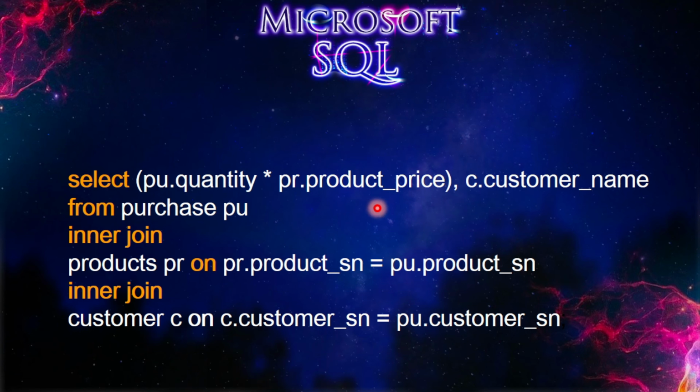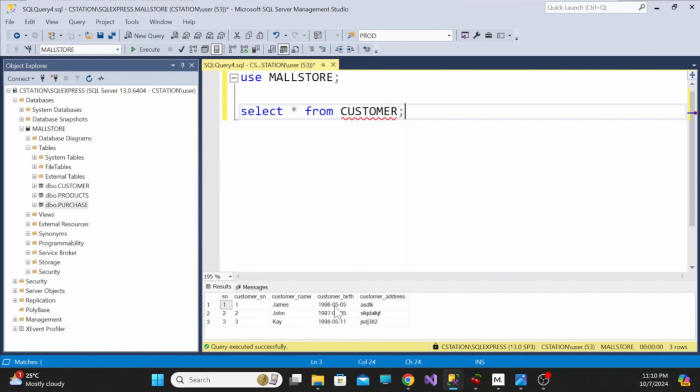We will also insert other values, John, 97, for the address, a random value. We will check at first the values in customer. Okay.